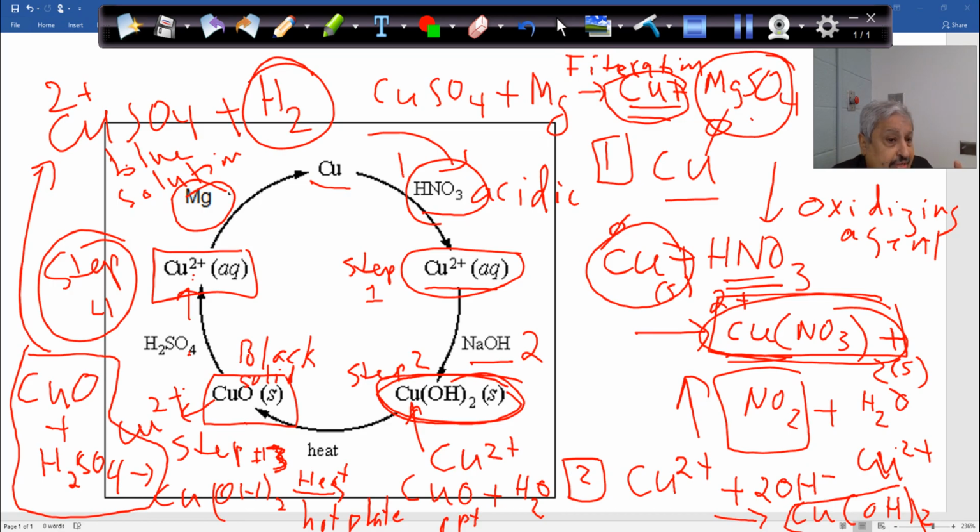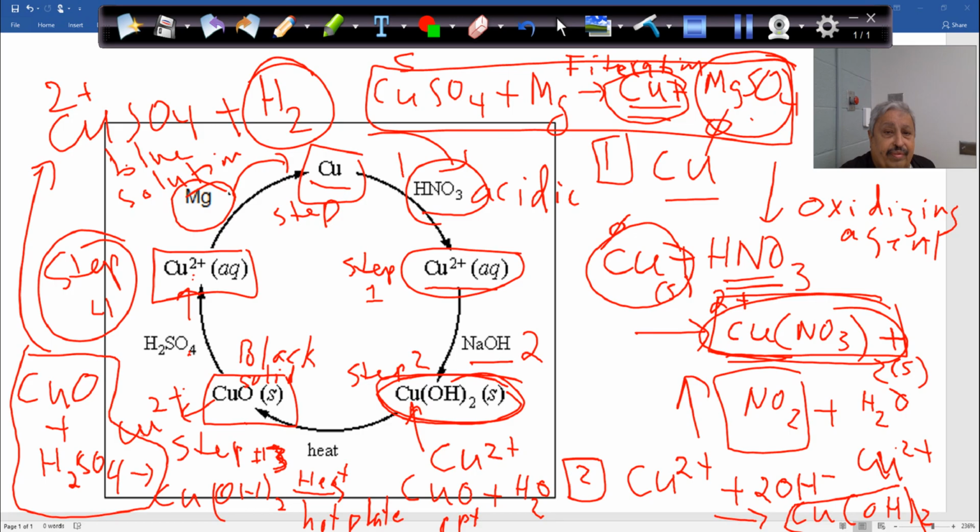The last step, step 5 here. This is step 5. So step 1, but now we are coming from the other side, that will be step 5. This reaction here is step 5.